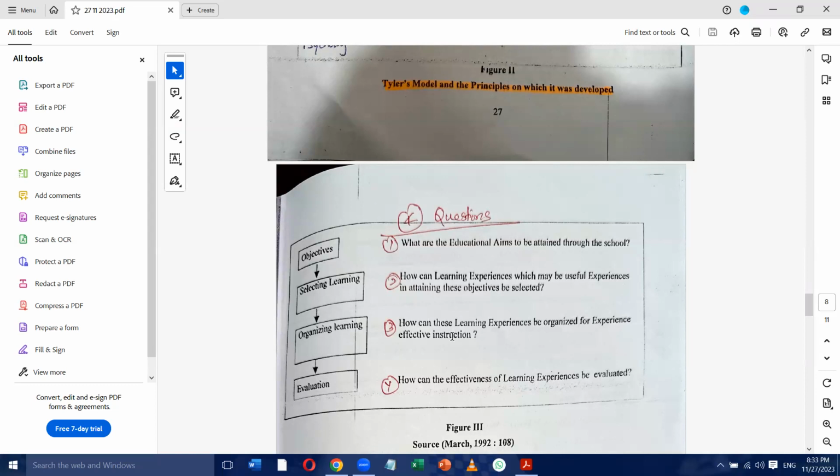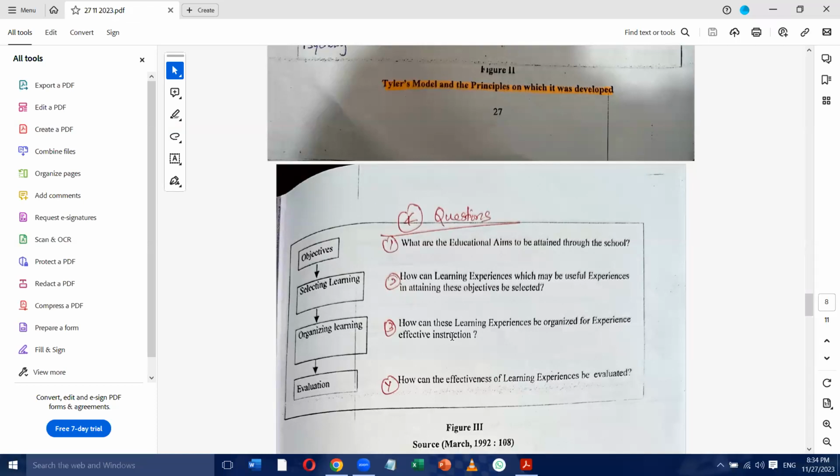The fourth question is evaluation: how can the effectiveness of learning experiences be evaluated? You have done everything now. As a teacher, a school, a region, a zone or a country, you have given all the material to the students. They have learned something, and you have facilitated their learning. Now you want to see how fruitful and effective that is in your teaching and learning, so you are going to evaluate it.